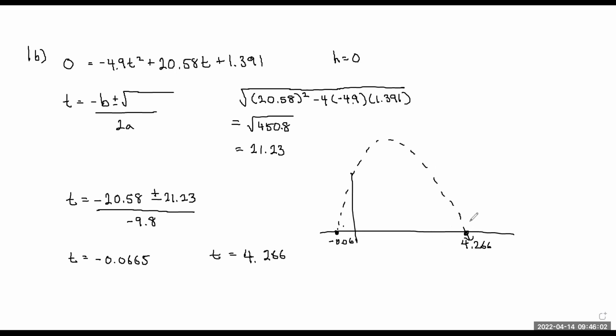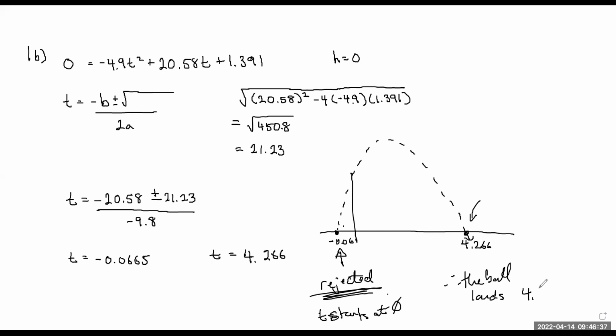Which of these 2 points represents when the ball lands? I'm going to say this one. It also doesn't make sense for us to count time backwards. When do you ever start a stopwatch, let's say in the Olympics, and the time begins at a negative? Makes no sense. And so this is rejected. You always have to tell me that it's rejected for a valid reason, right? In this case, time should start at 0. And so the ball lands, let's round it, 4.27 seconds after being kicked.